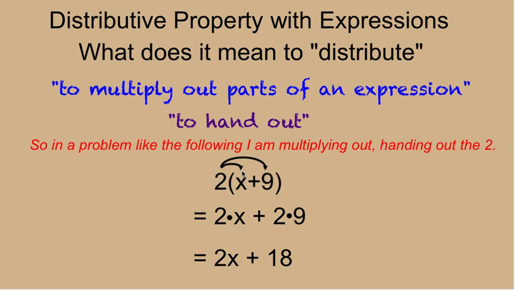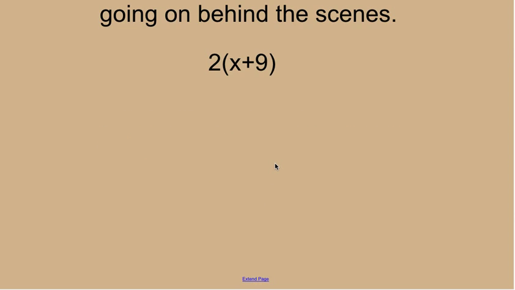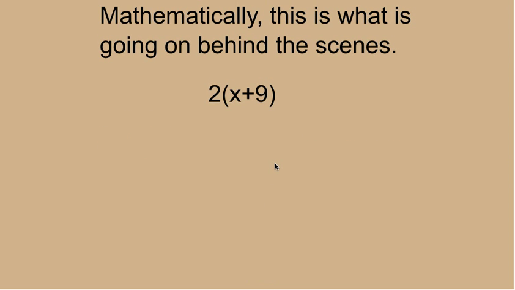This is what a lot of you will see with your teachers in class. They'll say, okay, we're going to take this 2, multiply it by the x, take the 2, multiply it by the 9, and then solve that and get our answer. So the 2 is what was being multiplied out. However, behind the scenes, let's take a look and see what was really going on in this example. Once we understand what's happening here, it's going to be a lot easier to understand the rest of the mathematics.